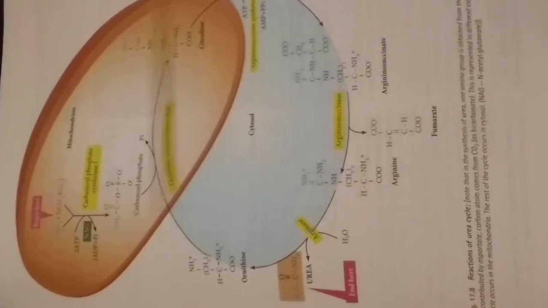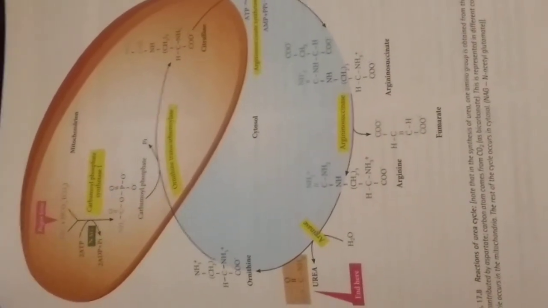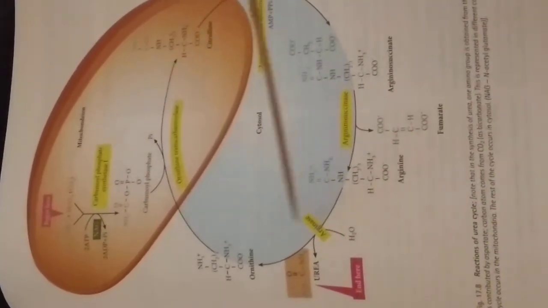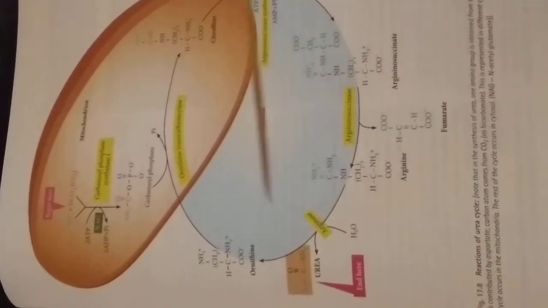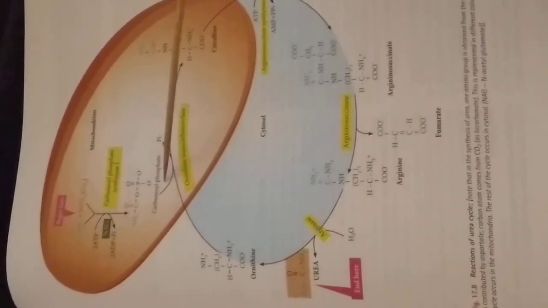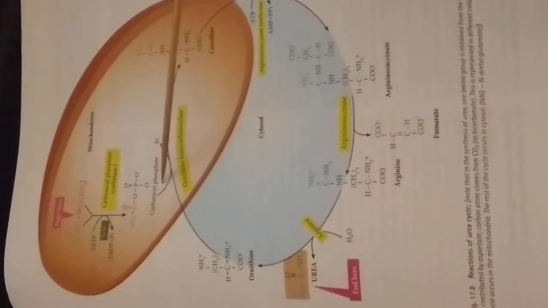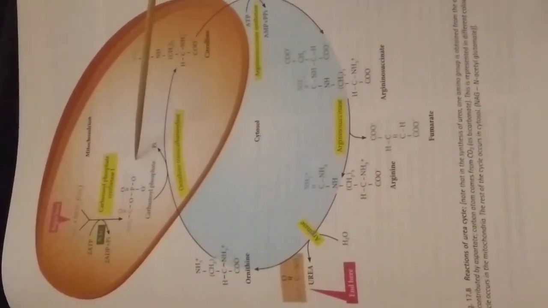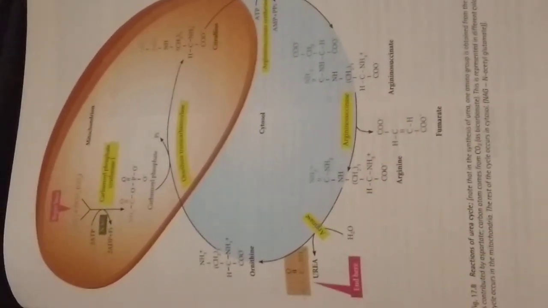Okay, so this is about the significance of the urea cycle in the liver. If the urea cycle doesn't take place in the liver, you will have more ammonia accumulated in the blood. It will lead to hyperammonemia. It is a toxic product and it leads to brain damage. Okay, so that's it about the urea cycle.